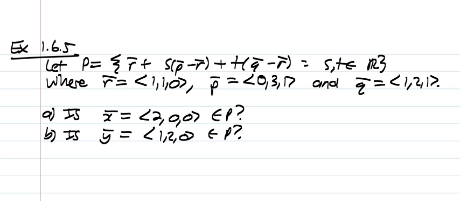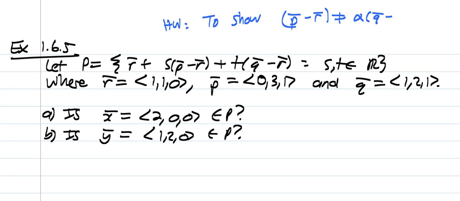So let's have a look at the exercise. Here we have a plane of the form R plus S(P minus R) plus T(Q minus R), where S and T are real numbers. Remember, a plane is a set of vectors, a subset of R3. I'm going to leave it for you as an exercise to show that P minus R is not equal to alpha times (Q minus R) for some scalar alpha. So this is your homework, and this is indeed a plane.